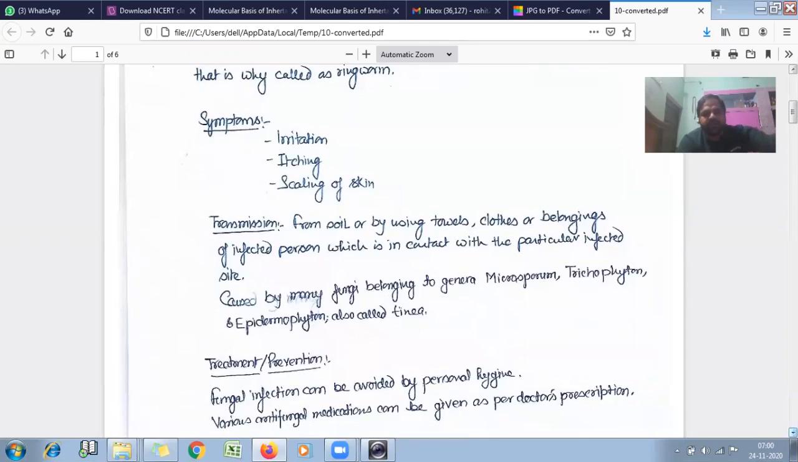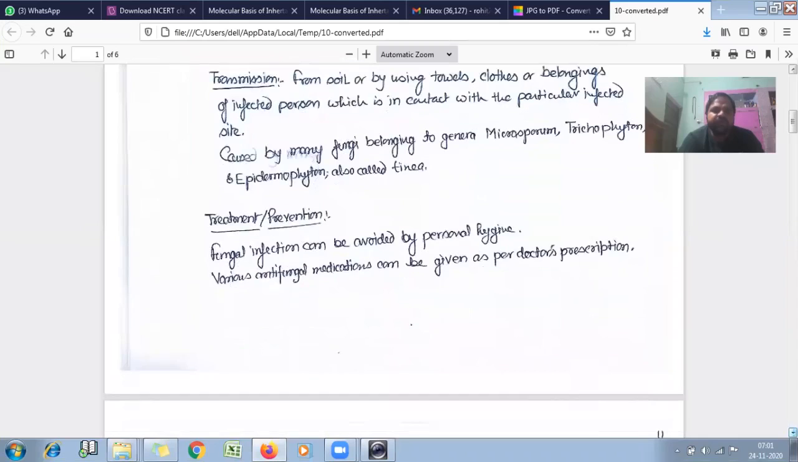Transmission. We will see the transmission method. It is transmitted from soil or by using towels, clothes or belongings of an infected person, while in contact with the particular infected site. It is caused by many fungi belonging to the genera Microsporum, Trichophyton and Epidermophyton, and these are called tinea.